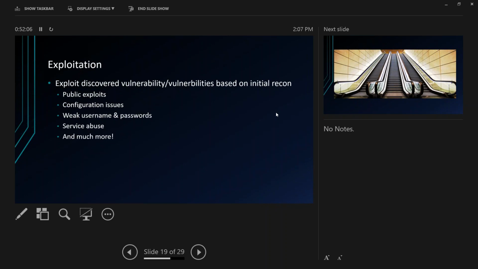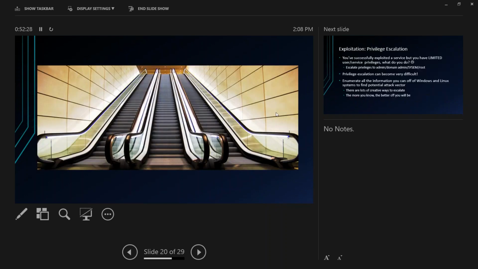But there's that, weak usernames and passwords. There's service abuse. There are times where there's a particular service that I could modify. Why I should have the permissions to modify, I don't know. But a regular user might have the permission to modify it, and way more. These are just a few things. When I say service abuse, it's a huge area, so many different things. Privilege escalation. You see the elevators. Your goal is to go all the way up there. Right now, you're here on the floor somewhere.